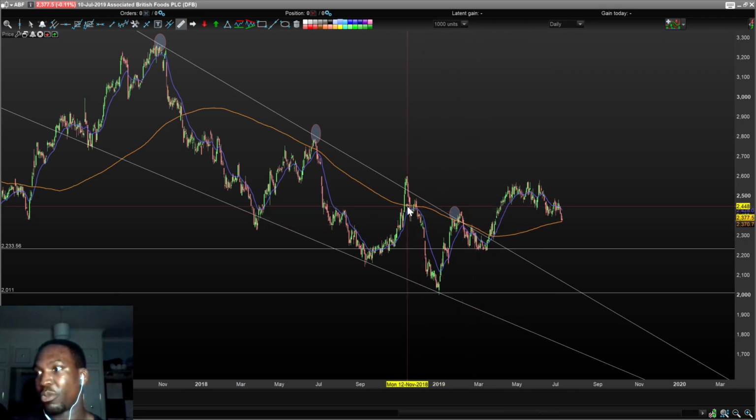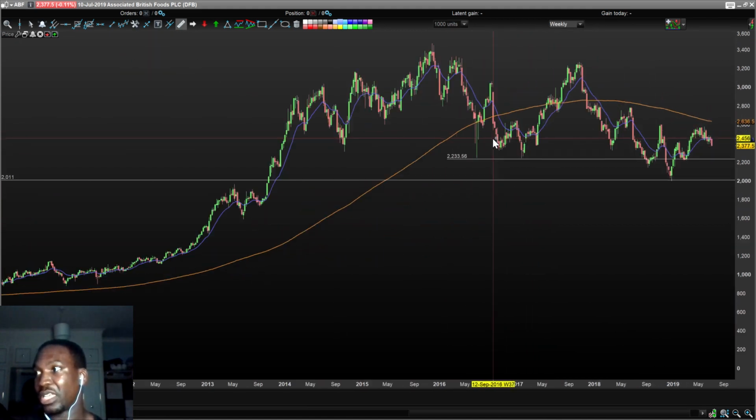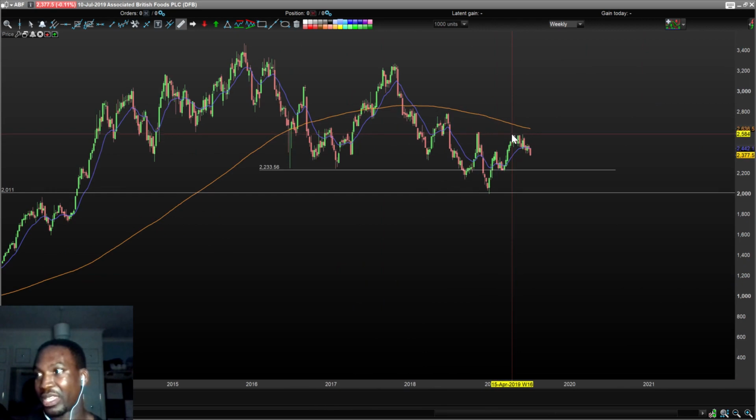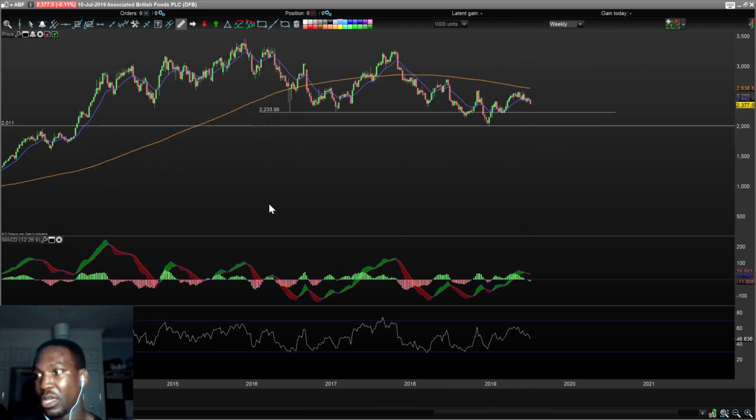The 188 simple moving average was curving up, but it looks like it's plateaued, and it looks like price is going to break below it. If you look at the weekly chart, this is what's really telling. The 188 simple moving average is above price and it's curving down, and it looks like price has hit a peak here and then it's selling off now.